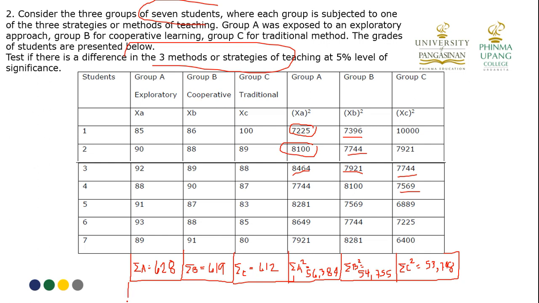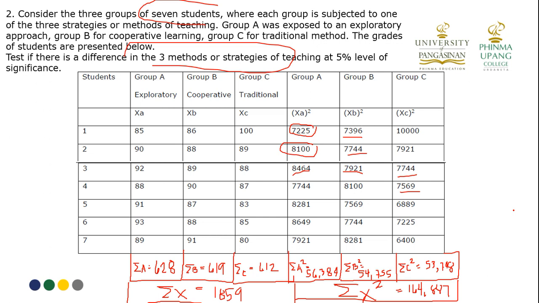Next! Ano yung gagawin nyo dyan? Total nyo na to. Ilan yung grand total? 1,859. Yung summation ng x natin, ilan? 1,859. Summation nito. 164,887. 164,887. Tama ba? Yes, sir. Alright. We're done with our table.